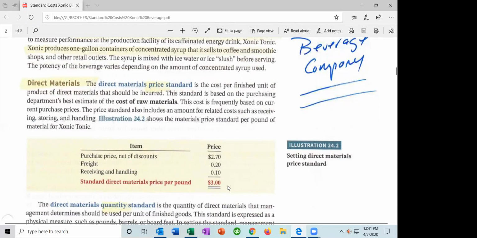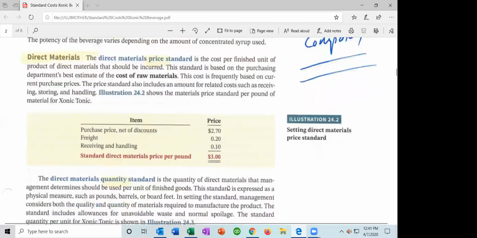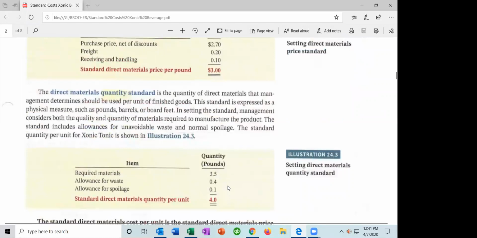So their price standard is $3 per pound. That's what they should pay per pound. How much material should they use? That is the quantity standard. And we see here that they have determined that the required materials is 3.5 pounds. They allow for waste and spoilage. Their quantity standard is 4 pounds. It should take 4 pounds of material to make one of these gallons of concentrated syrup.